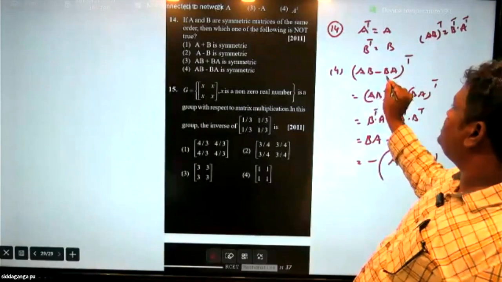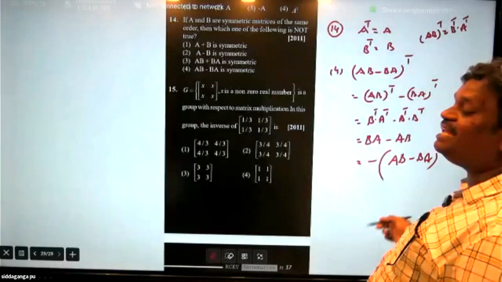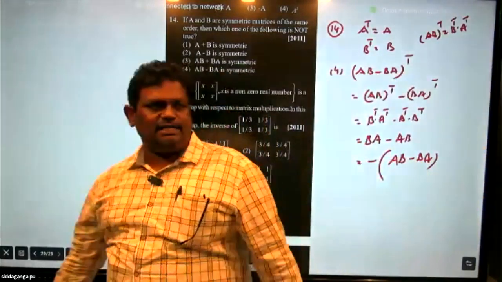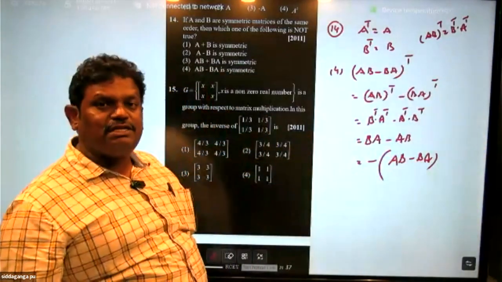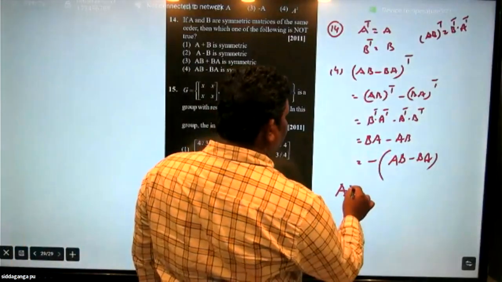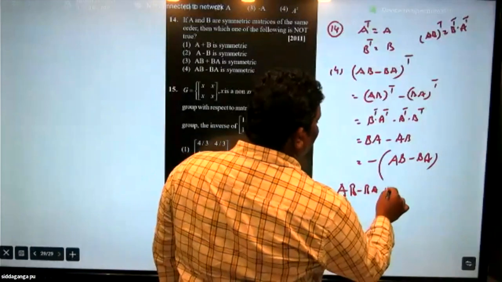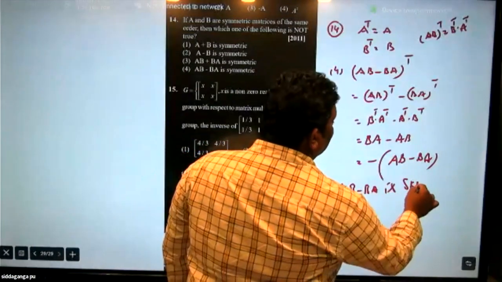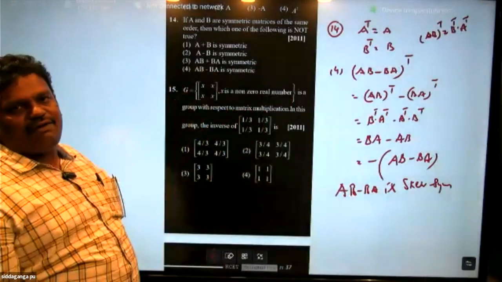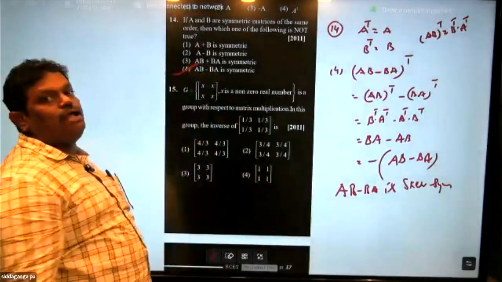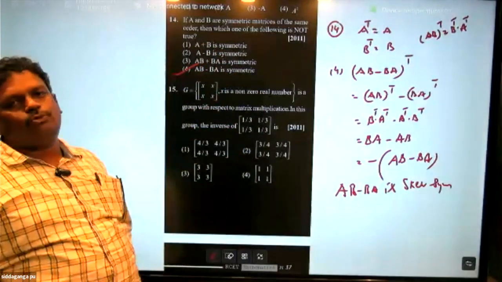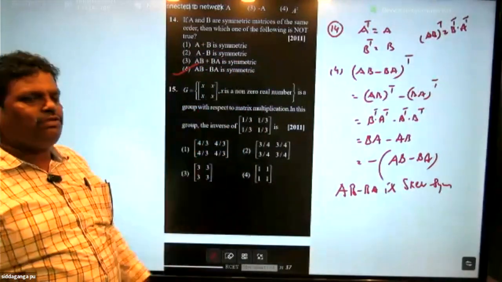So now you can take the same matrix: P dash is equal to minus P. P dash is equal to minus P means what? P is a skew symmetric matrix. That's why AB minus BA is actually skew symmetric. But what have they given here? Symmetric is given. So that's why this is the wrong option. They want to ask which one is not true, but these three must be true. We can apply the same method to solve such given questions.